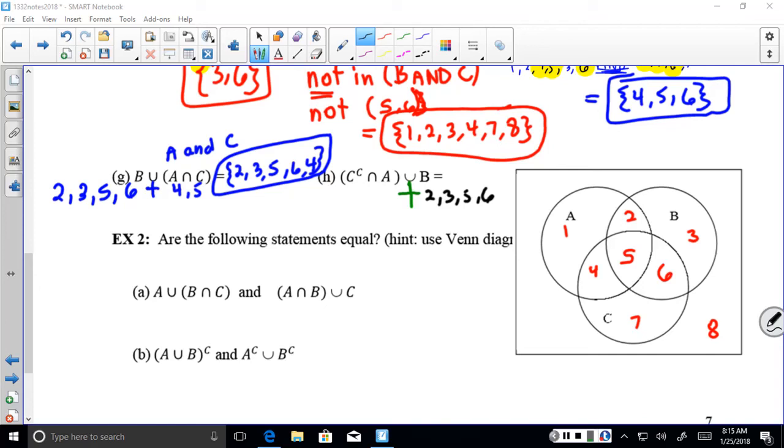I'm going to write down in words, what does that mean? C complement means not in C. Intersection means and. A just means it's in A. So it's not in circle C. You can just cover up circle C with your hand. So it's not in there, and it is in A. So what's in A but not C? 1 and 2. And the plus sign's the friendly one. So we want to include everything on both sides without repeating. So I'm going to have 1, 2, 3, 5, 6.